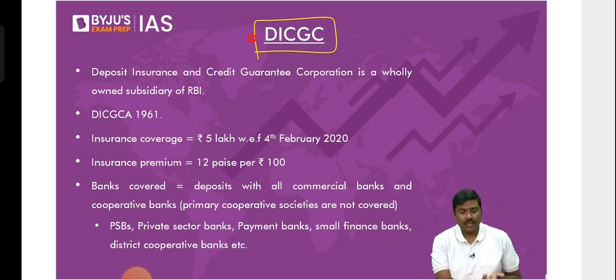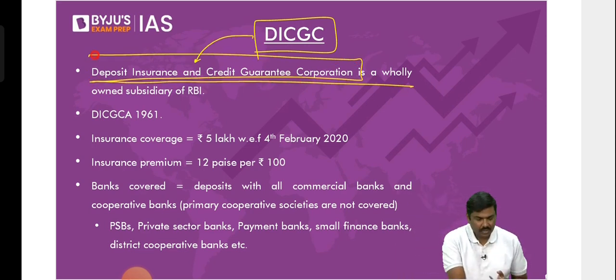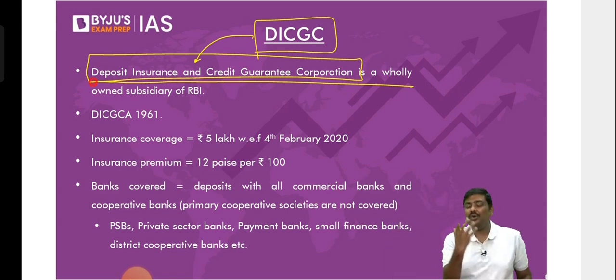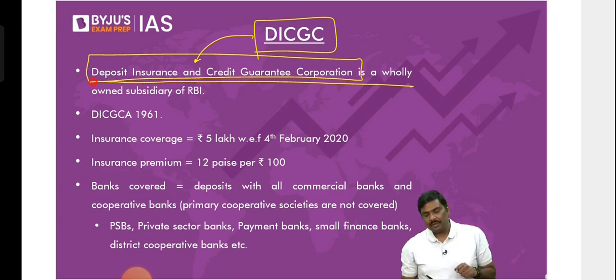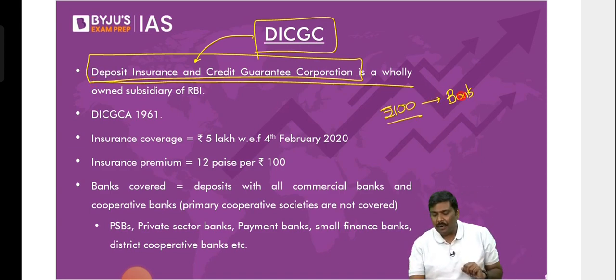What is this DICGC? Sir, the long form of DICGC is Deposit Insurance and Credit Guarantee Corporation. This is the long form. But what is this authority? What is the use of this authority? Let me start with a very simple example. Imagine you have 100 rupees. You will take that 100 rupees, go to a bank and deposit it.